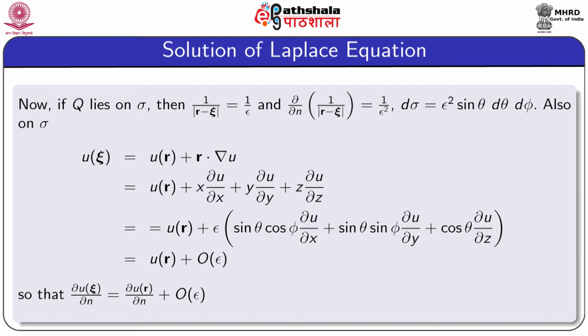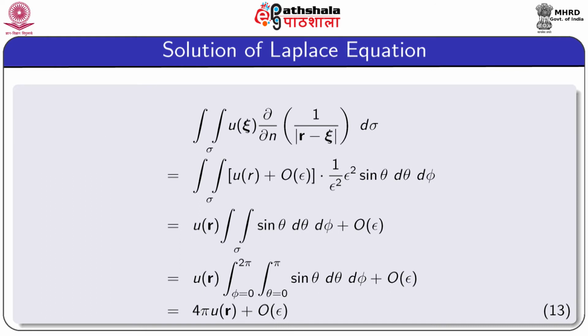So, this term can be considered of order epsilon. So, on sigma, u(ξ) is equal to u(r) plus a term of order epsilon. Therefore, ∂u/∂n is equal to ∂u/∂n at r plus an order epsilon term. Now, think about this integral.